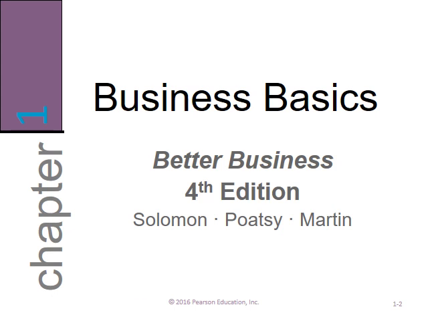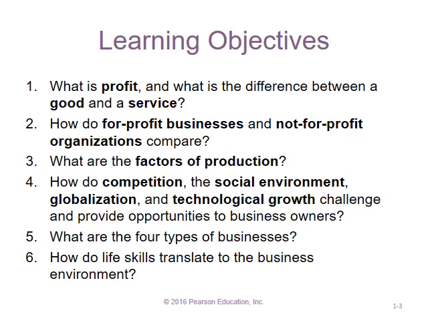Okay, so let's take a look at some basics, and we're going to talk about some terms that I'm sure you've probably heard before. Profit, the difference between the objectives of a for-profit business versus a not-for-profit business, something called factors of production. These are the things that companies utilize to end up earning a profit, assuming they're a for-profit company. We're going to talk about competition, which we'll get into in more detail in chapter two. What are the four types of businesses? And then just a little bit of a discussion for us all here. How do our life skills translate to the business environment?